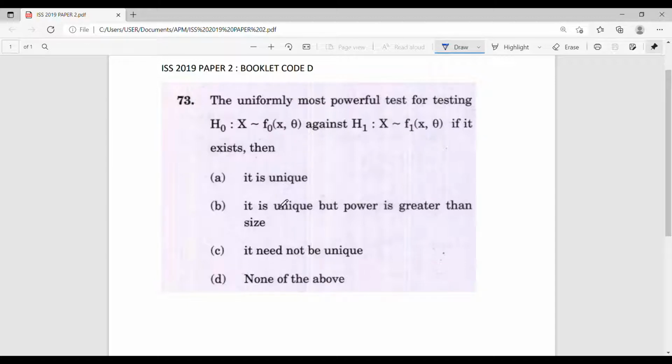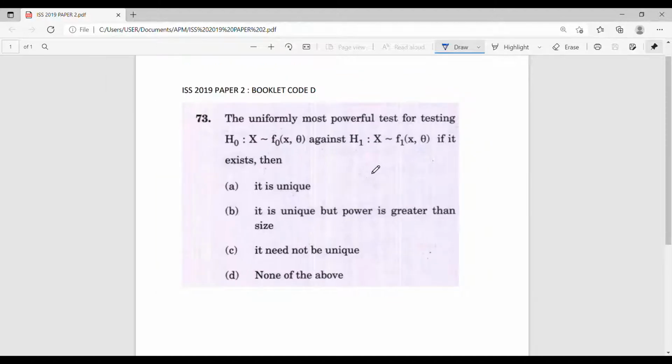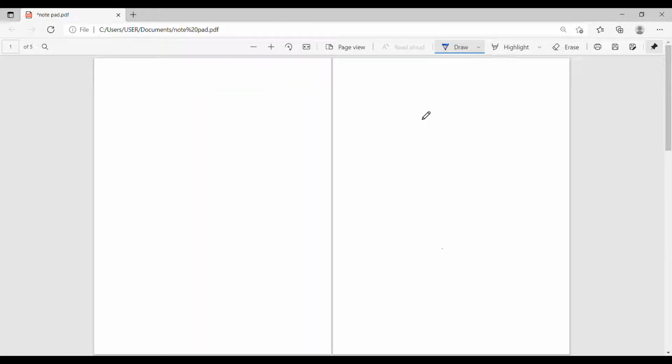So the question is related to the uniformly most powerful test for testing H0 against H1. Before going to the question, you can find the definition of uniformly most powerful test from the suggestion. Here the answer is option C. The uniformly most powerful test for testing H0 against H1 need not be unique. And here you have an example. UMP tests are not unique, and here we will prove it using an example.